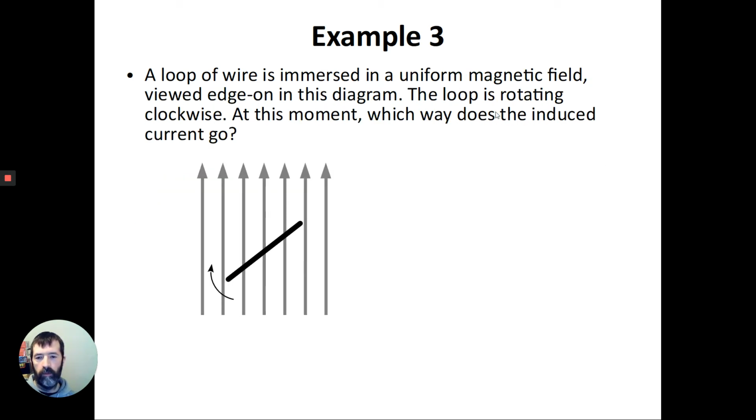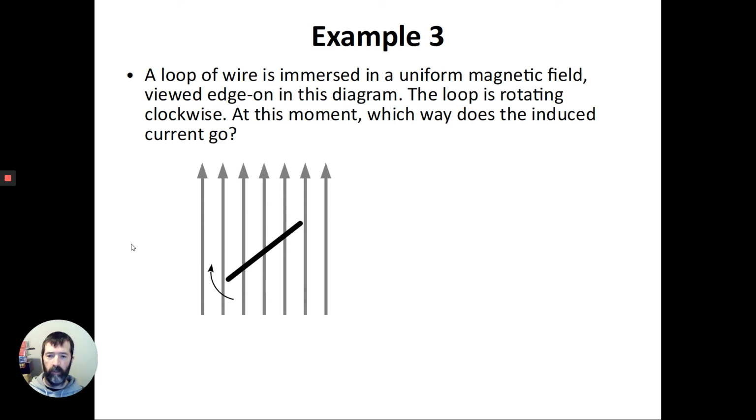Next example. Again, you saw this one before. We're looking edge on at a loop which is being spun in the magnetic field. And again, this is the way a generator makes electricity. So as it spins, it's going to be picking up more and more of those field lines. So the flux goes up, and the flux is going to be increasing because I'm going to catch more of them. To counteract that, I should make field that goes the opposite direction.